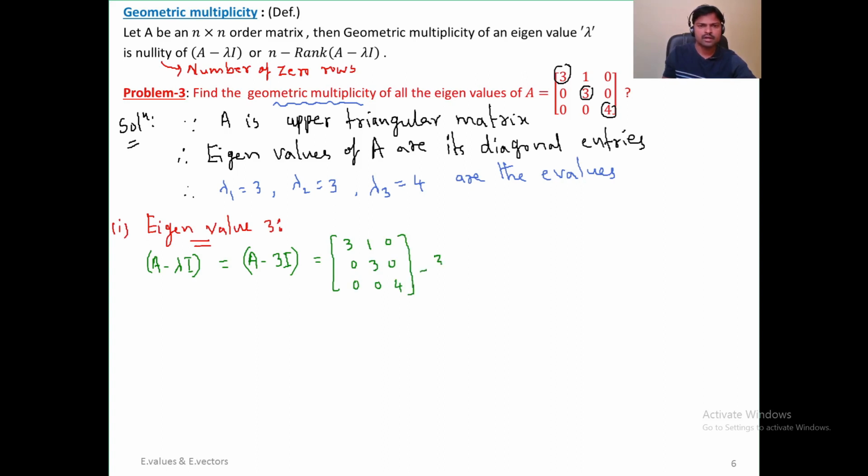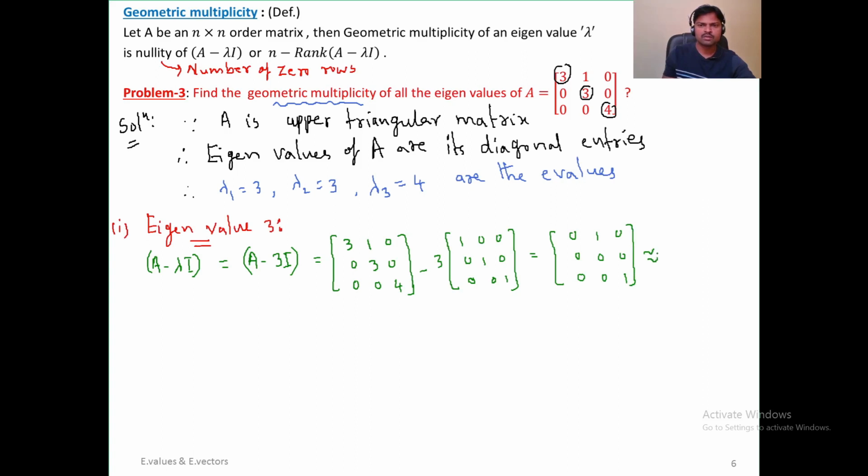Minus 3 times the identity matrix. Since A is a 3 by 3 matrix, the identity matrix should be of order 3 by 3. So 0, 1, 0 and 0, 0, 1. Okay. Now simplify this. What do we get? So 0, 1, 0, 0, 0, 0, 0, 0, 1.